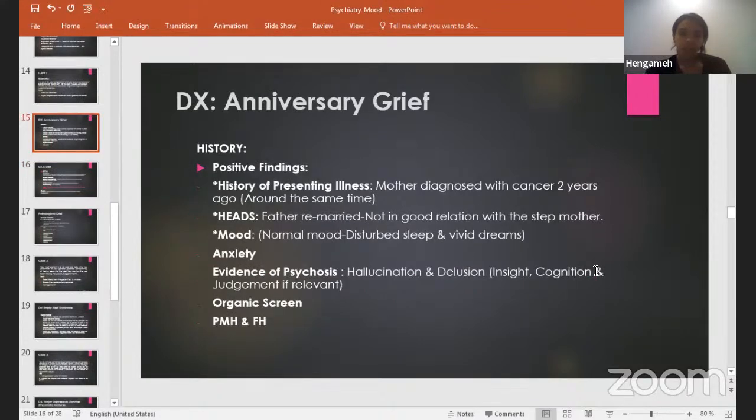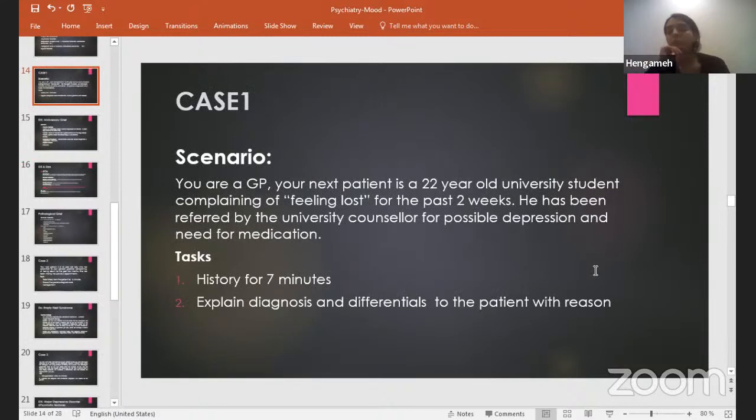So here it was diagnosis and differential with reason. Anniversary grief, because your mom's birthday reminded you of your mom, and now you're just feeling different, uncomfortable. Differential: pathological grief, but that's less likely because you recovered well after your mom passed away. It could be a major depressive disorder, but that's less likely because there's no low mood or anhedonia or loss of interest in daily activity or pleasurable activities.